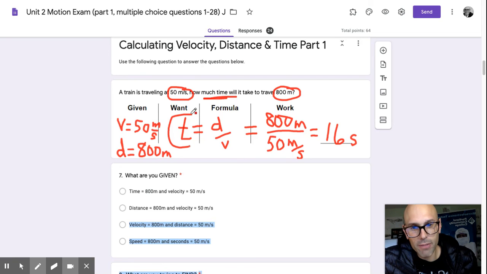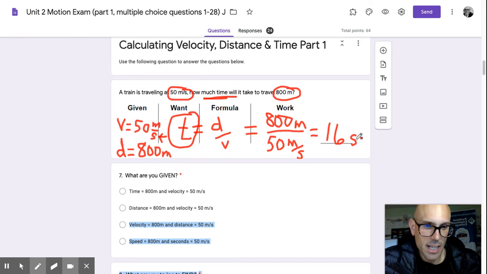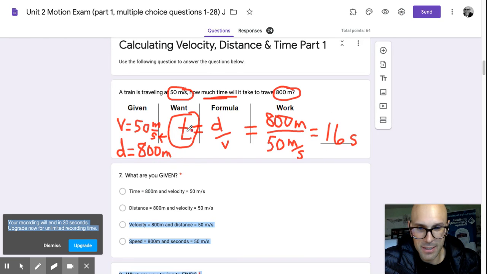What do we want to find? We want to find time. My velocity units that I was putting in were meters per second. So I had seconds lurking here in the denominator of the velocity. And so it's 16 seconds. It's a time we're looking for. Okay, see you later.